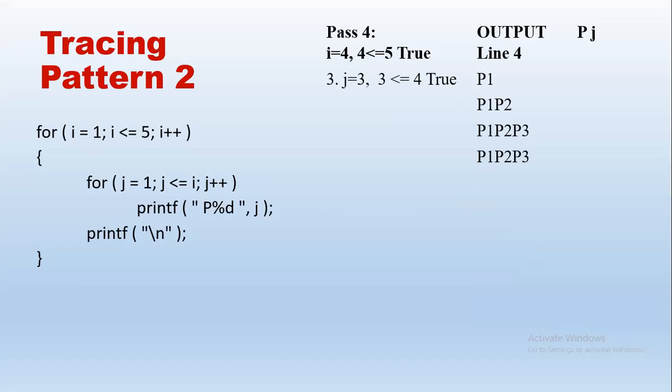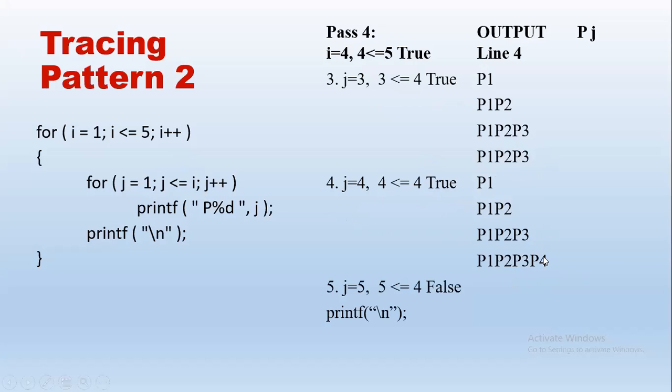Similarly, now j becomes 3. So 3 less than equal to 4, true, print p3, the third value in line 4. Next step, j becomes 4. So 4 less than equal to 4, condition is true, right? i is also 4, j is also 4. So here the condition is true, print the fourth value p4 in line 4.